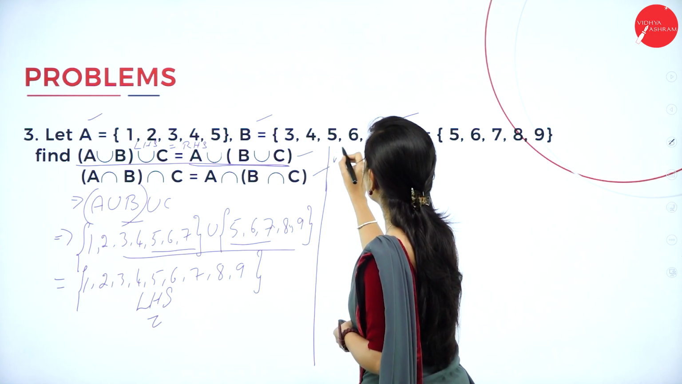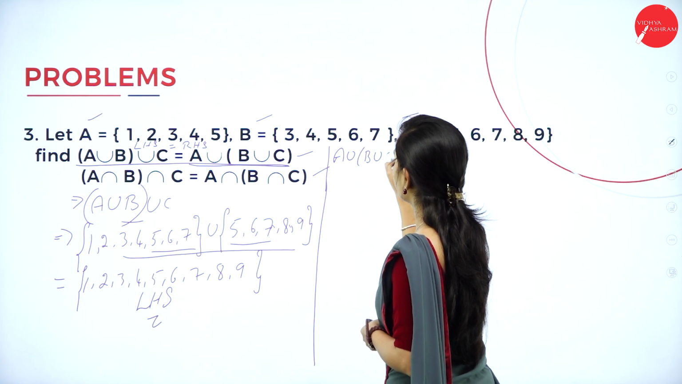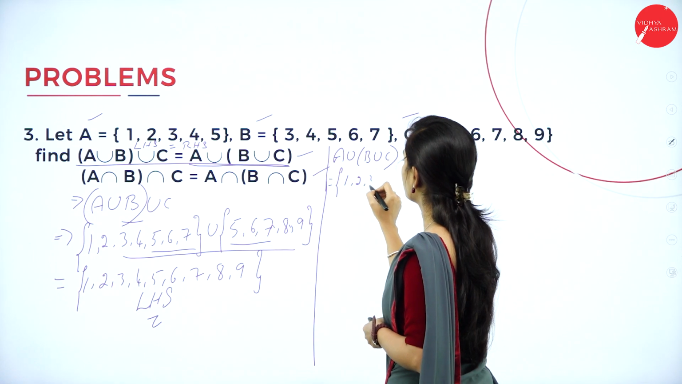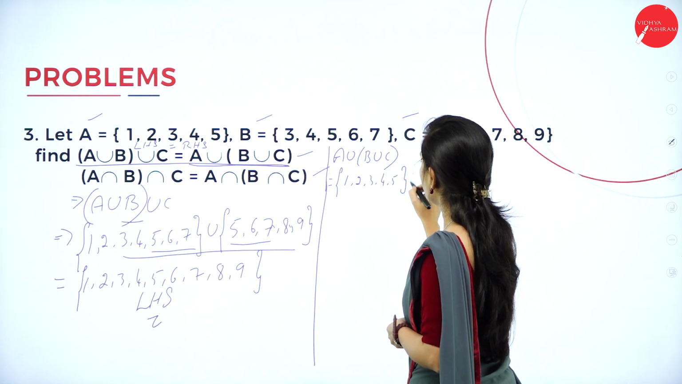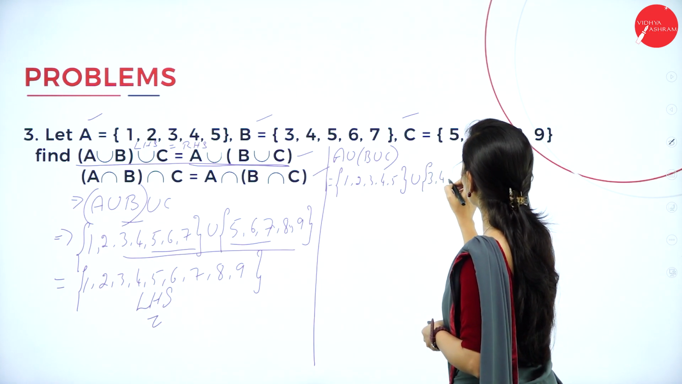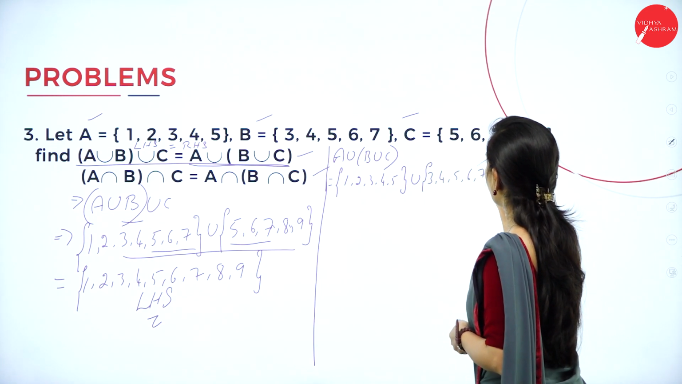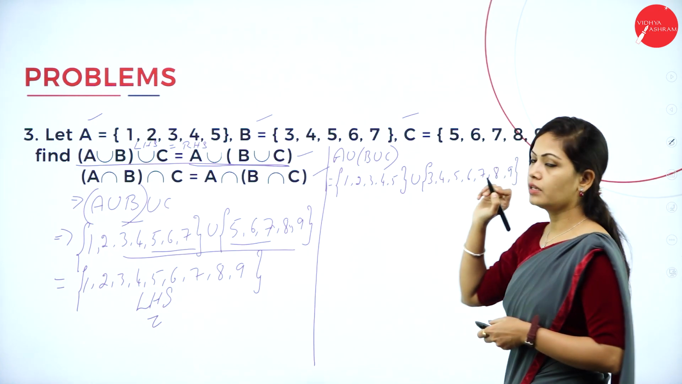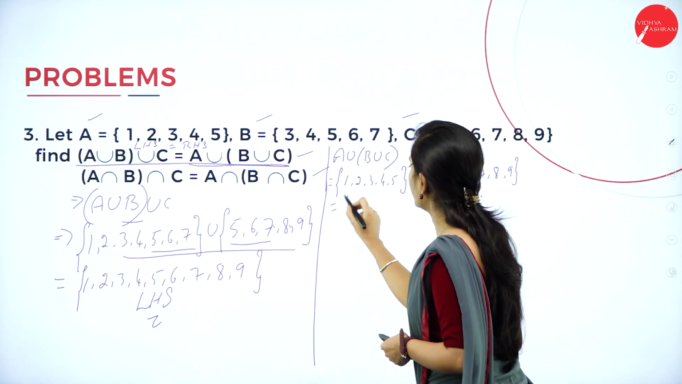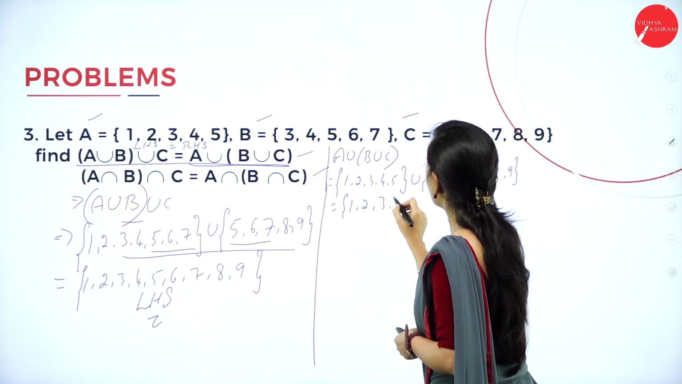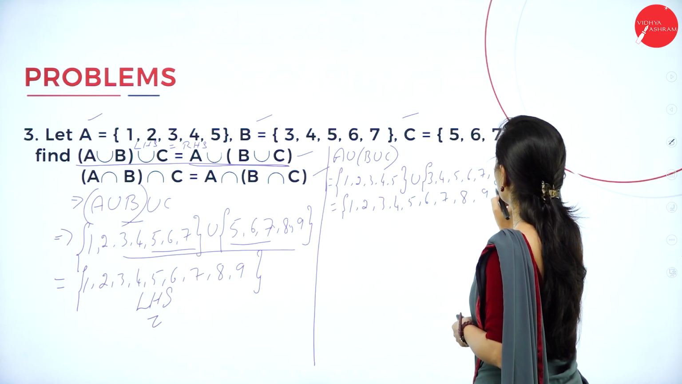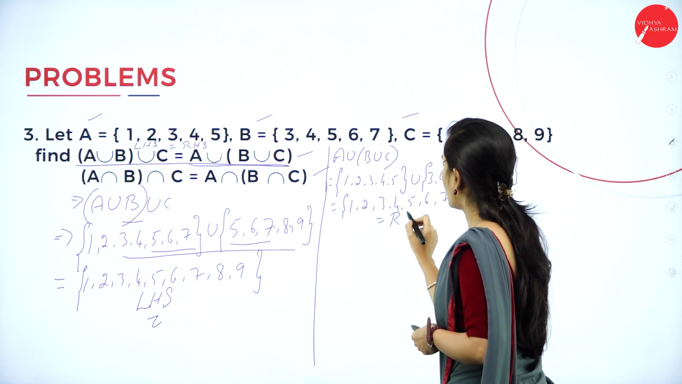Now find out RHS. RHS is A union B union C. What are the A set elements? It is 1, 2, 3, 4, 5, union. Find out B union C. B union C is 3, 4, 5, 6, 7, 8 and 9. Now again find out A union B union C. You will get 1, 2, 3, 4, 5, 6, 7, 8, 9. This is your RHS.